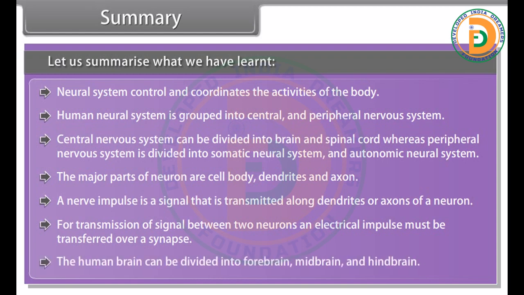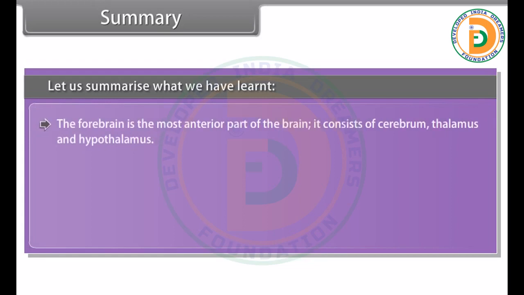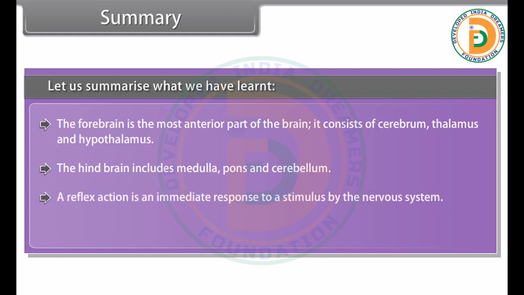The human brain can be divided into forebrain, midbrain and hindbrain. The forebrain is the most anterior part of the brain. It consists of cerebrum, thalamus and hypothalamus. The hindbrain includes medulla, pons and cerebellum. A reflex action is an immediate response to a stimulus by the nervous system. The human eye and human ear are the sensory organs.